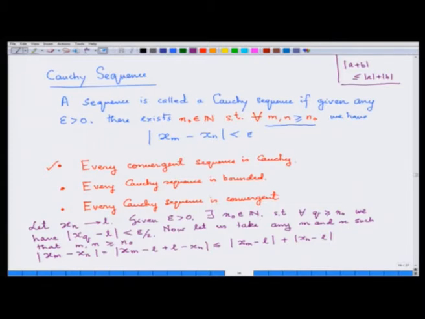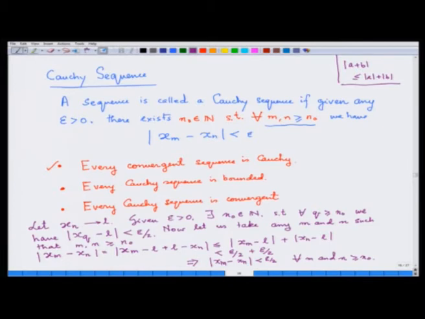So, for this n naught, x of m, because this is one of the q's, is strictly less than epsilon by 2, and x of n is also strictly less than epsilon by 2. So finally, it makes me conclude that x m minus x n is strictly less than epsilon for all m and n which are bigger than n naught. Hence you have shown that this sequence is a Cauchy sequence, which is of very fundamental importance.